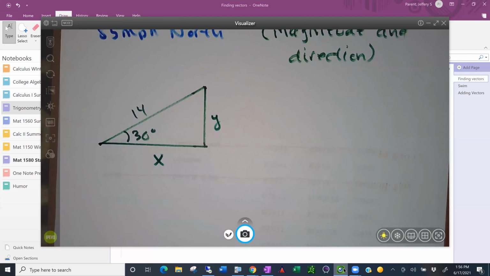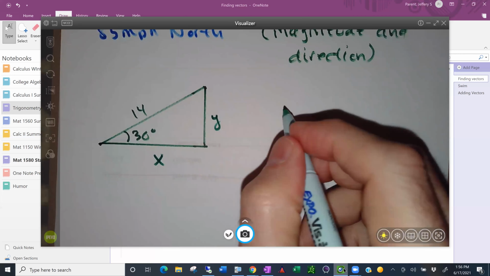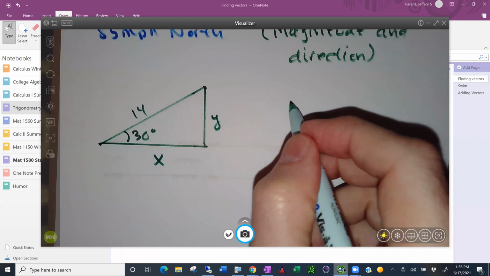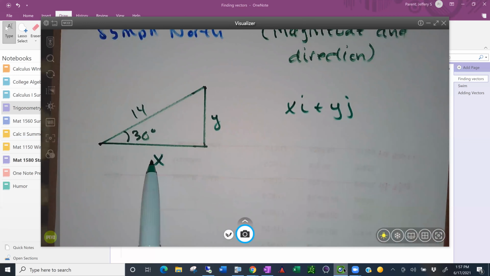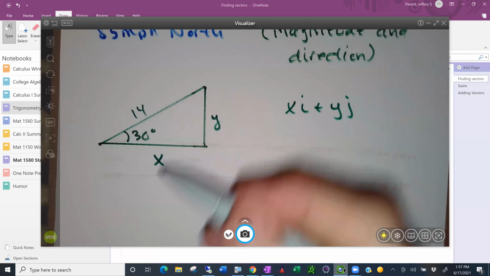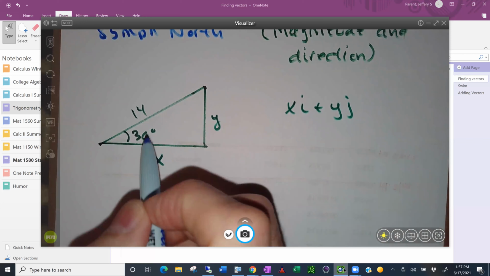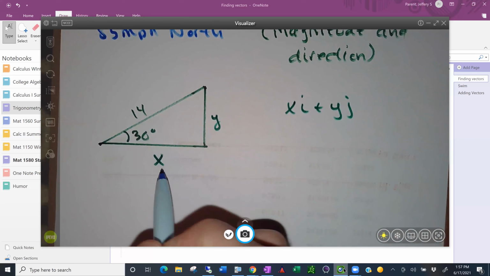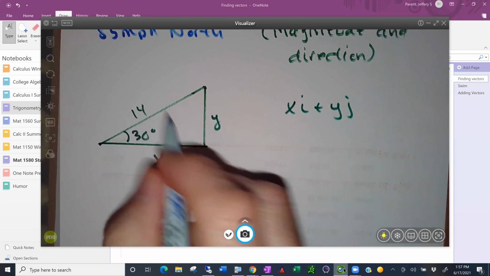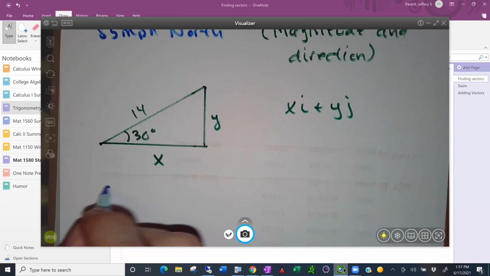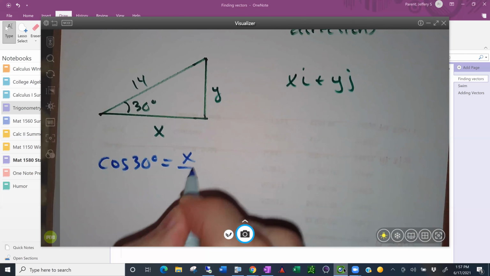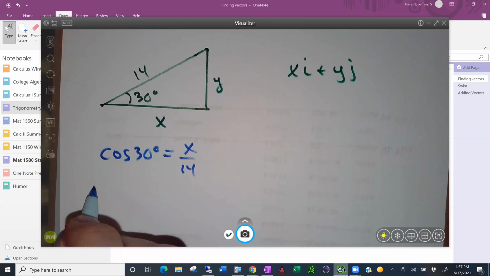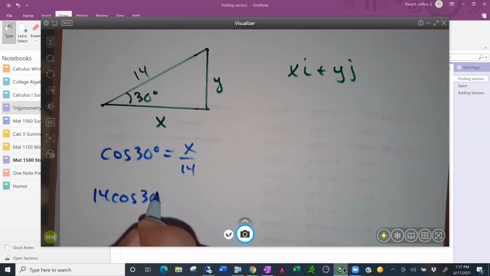So if I want to figure out how to write or express this vector as xi plus yj, I need to figure out x and y. So let's do that. I'll start with something that involves my known angle, my known side, and my unknown side. So what trigonometric function wraps all these three things together? Cosine. So cosine of 30 degrees is going to be x over 14, or multiplying both sides by 14, 14 cosine of 30 equals x.